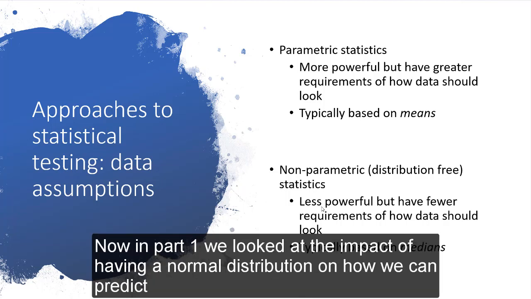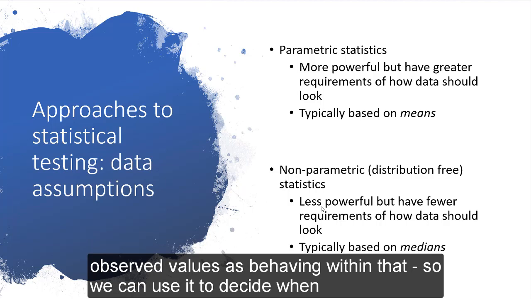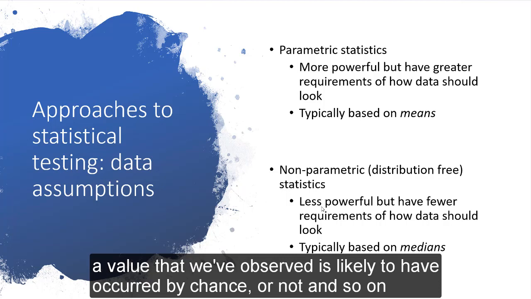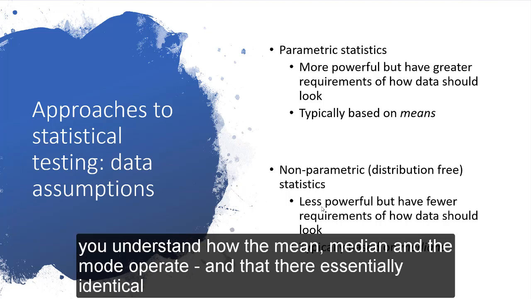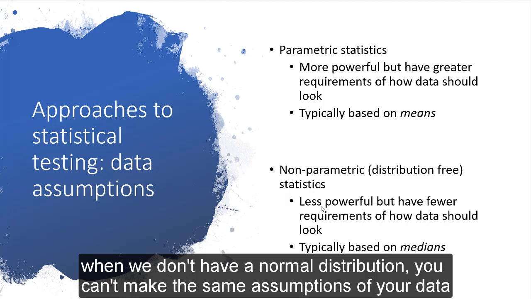Now in part 1 we looked at the impact of having a normal distribution on how we could predict observed values as behaving within that. So we can use it to decide when a value that we've observed is likely to have occurred by chance or not, and so on. So one of the important things is that with data that is normally distributed, you understand how the mean, the median and the mode operate, and that they're essentially identical. When you don't have a normal distribution, you can't make the same assumptions of your data.